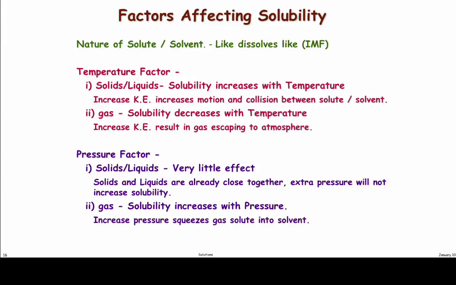Take, for example, when you compress gas in carbonated water. What they do in the factory is they squeeze that gas into the water and they bottle it. As soon as you open the cap, you decrease the pressure, and what do you see? You see the gas escaping. You see the solubility decreasing because the pressure is lowered.